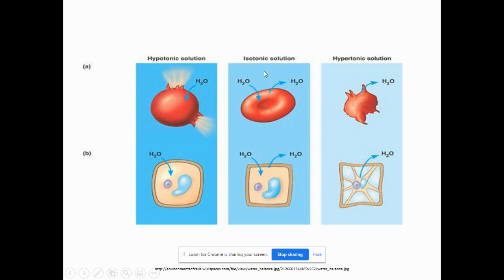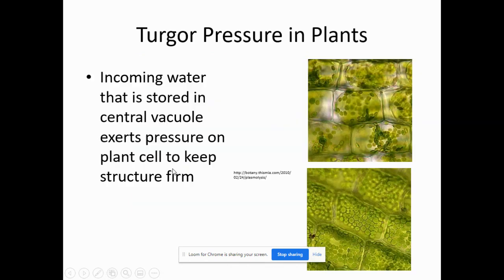Now animal cells prefer isotonic solution. They don't like hypotonic because they burst. They don't like hypertonic because they shrivel or crenate. So they prefer isotonic solution. Plant cells are different. They prefer a hypotonic solution.